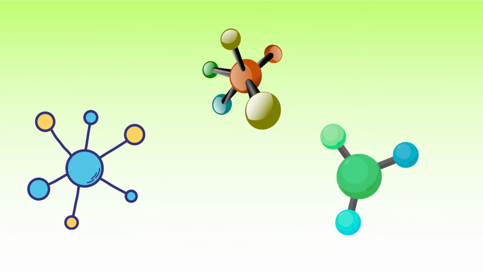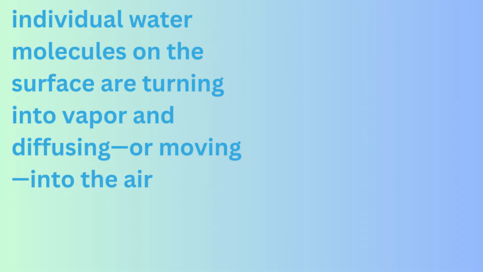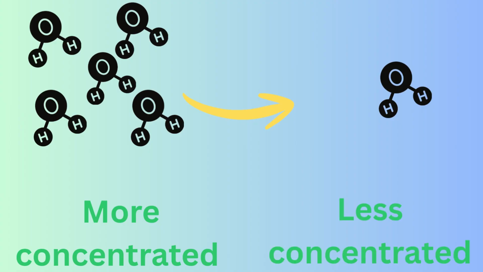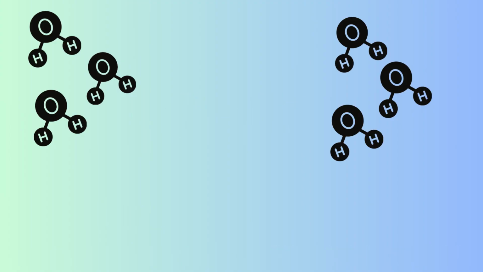Let's take our example of drying clothes. When you hang a wet shirt, the water isn't just disappearing. Instead, individual water molecules on the surface are turning into vapor and diffusing, or moving into the air. They travel molecule by molecule from where they are concentrated, the wet shirt, to where they are less concentrated, the dry air. This continues until the concentration evens out, leaving you with dry clothes.